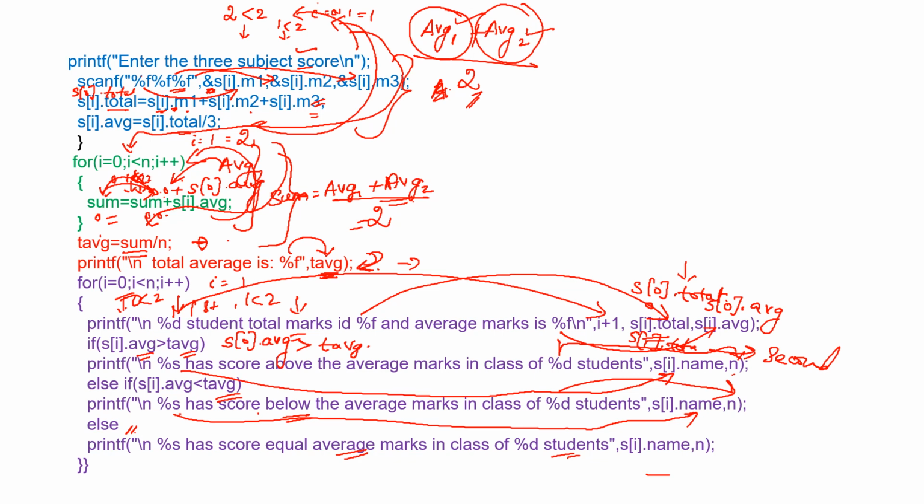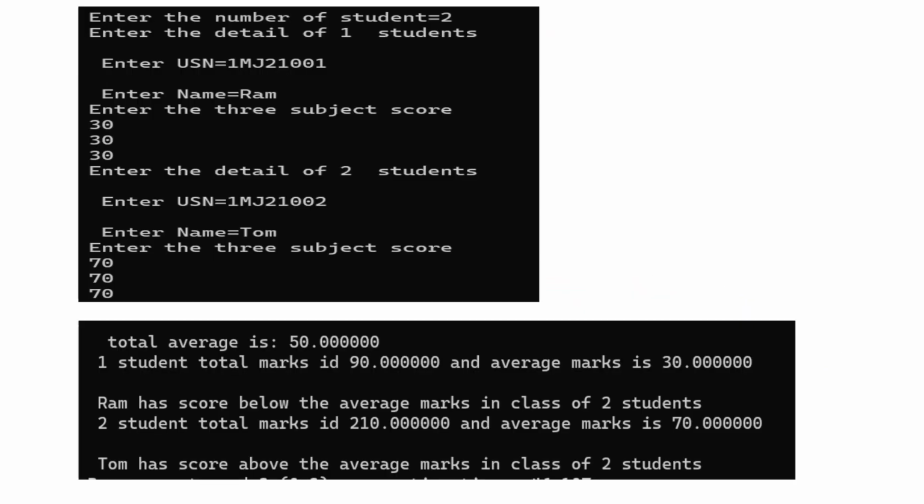Now let me show you the output window. See here in the output window: enter the number of students, 2. Enter the details of the first student. USN I have given as 1MJ21001. Name I have written as Ram. Enter the 3 subject scores, I have given 30, 30, 30. Enter the details of the second student. The same thing is repeated. Here I have given 1MJ21002, name is Tom, and the 3 subjects are 70, 70, 70.